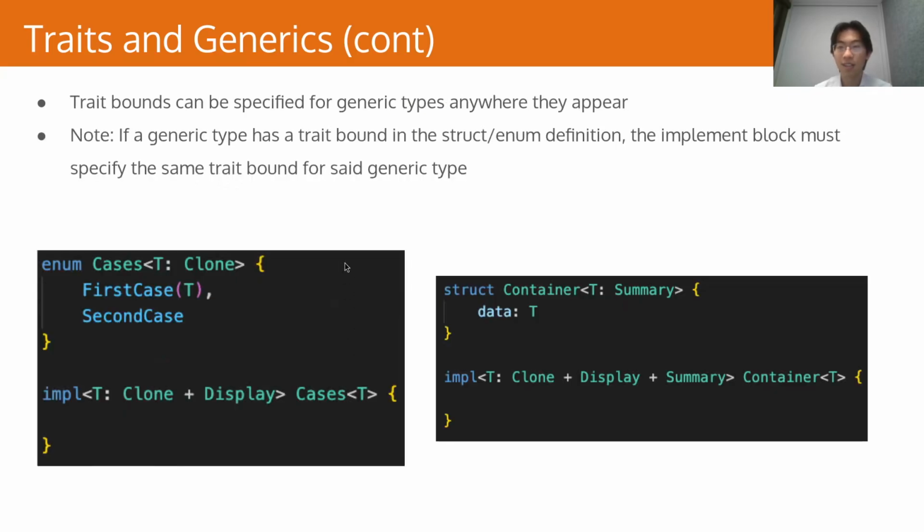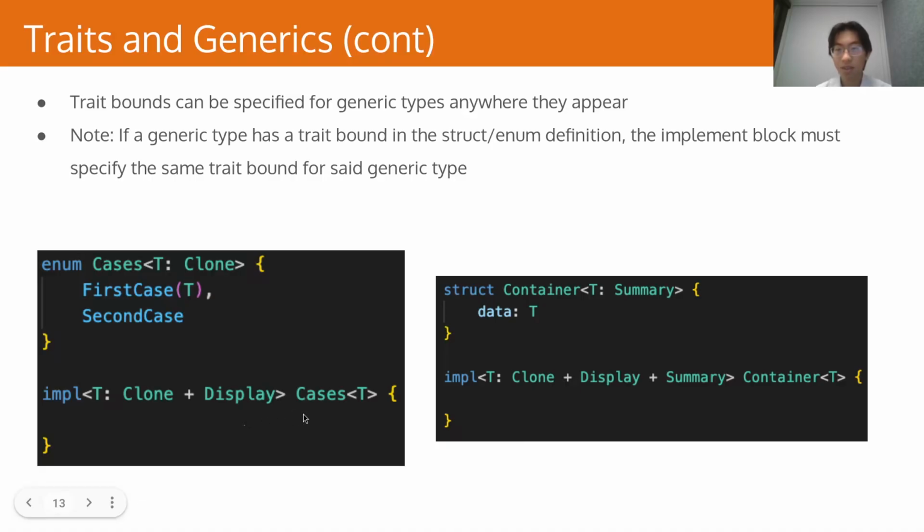The second thing is that trait bounds can be specified for generic types anywhere they appear. So, for example, here you have cases, which specifies that T must have the Clone trait. But here we implement specifically for the case where T also has the Display trait, so that it can get whatever functions are in this impl block, right?